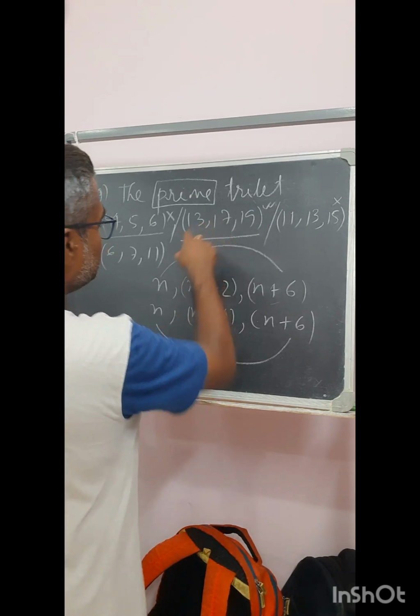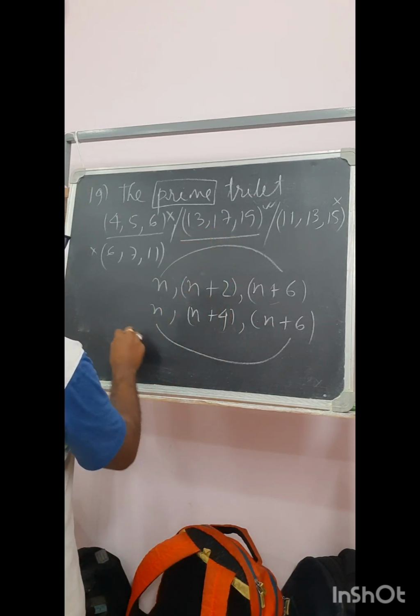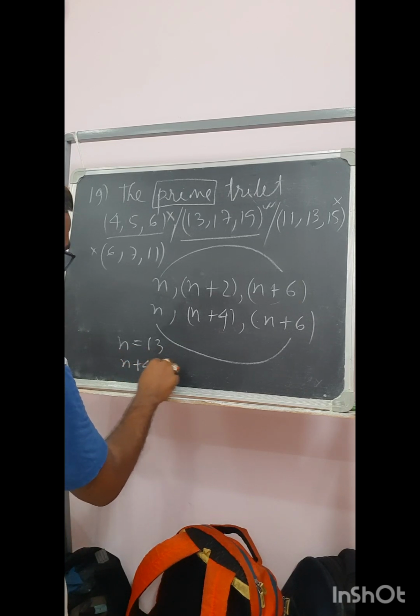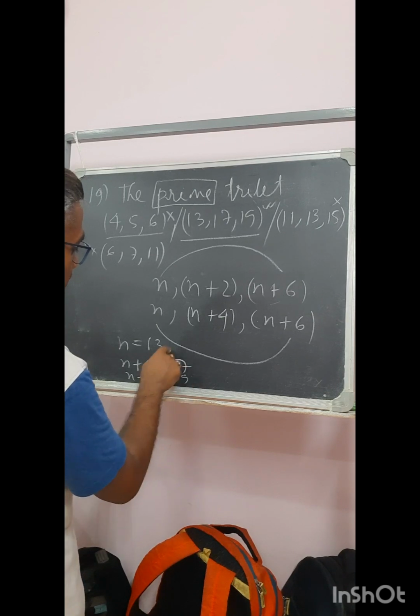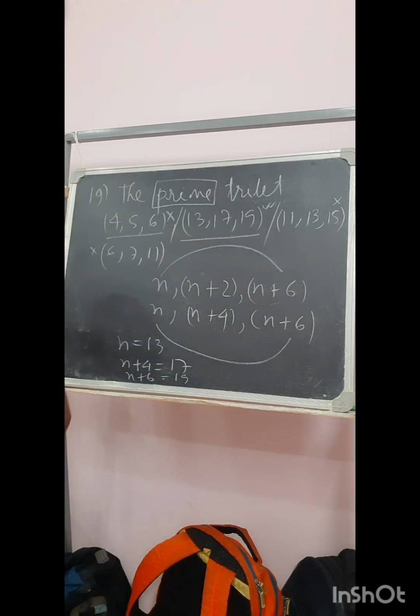So if I see this, 13 plus how much, 4. So this is following this. So n is equal to 13 if I say. So n plus 4 gives you 17, and n plus 6 will give you 19. So 13, 17, 19 is the correct answer for this case. So prime triplet, you must remember these are the conditions for that. Okay.